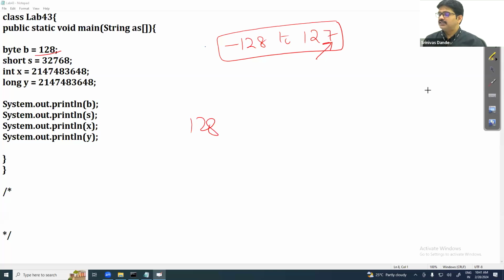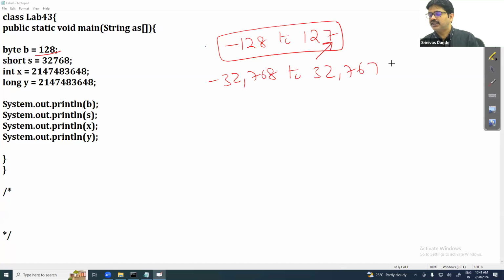Keep the integer as a default point. Next, short case. What's the range of short? Minus 32,768 to 32,767. 767 is the last value. 768 I cannot store in the short, but I am storing, right? So out of range here also.